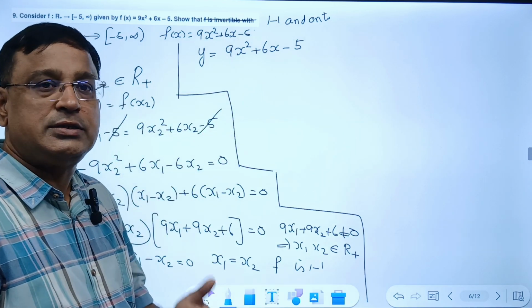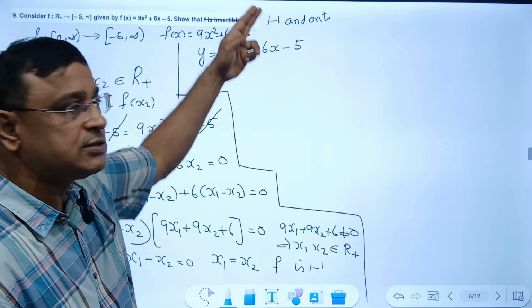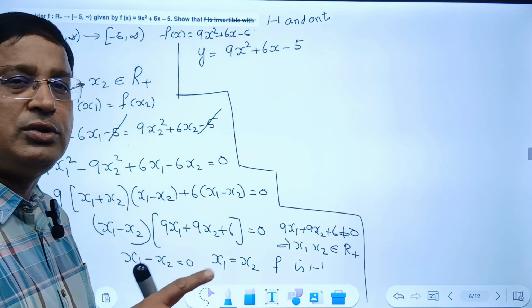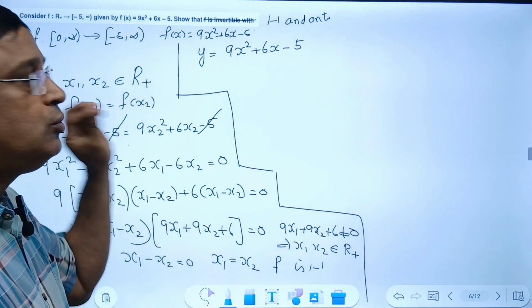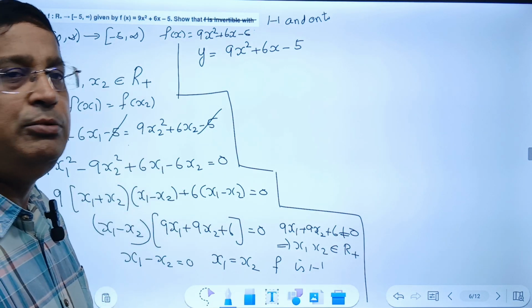9x square is like 3x the whole square. What if it is 3x square? Then you have to write it as root 3x whole square. It gets complicated. So let us have a common method to do these problems so that any situation comes, you will be able to handle it.